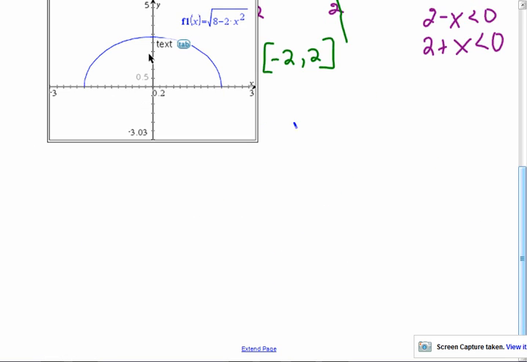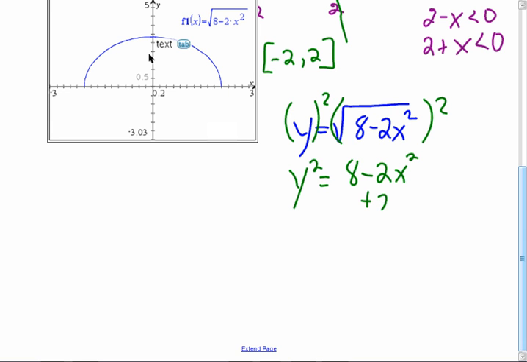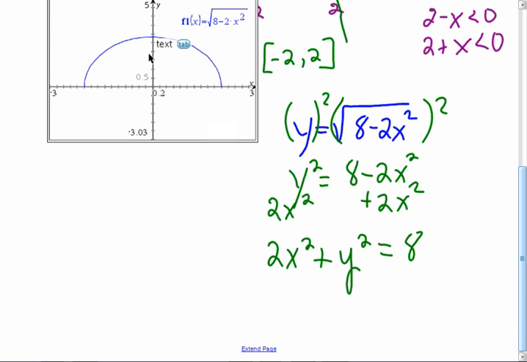I have y equals the square root of, and you haven't done much with this, so I don't expect you to know much. Thank you. Hey, Grant, I don't want the square root there, so what should I do? How about if we square it? So I get y squared equals 8 minus 2x squared. And if I add 2x squared to both sides, and I don't know how much of conic sections you've had, it's not a parabola, it's an ellipse.